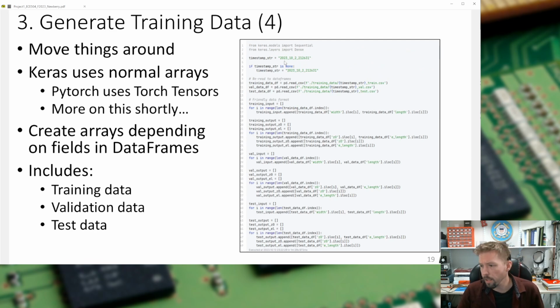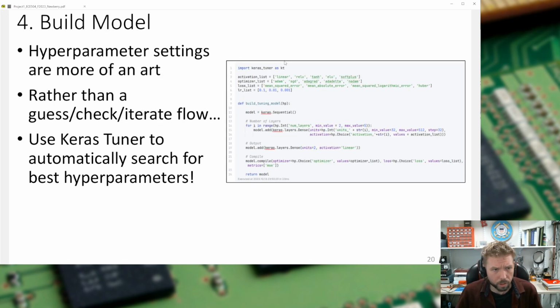Now, the next set of the code here just moves some things around. I haven't touched on it yet, but I was going to be using Keras. I end up using both a little bit of Keras with TensorFlow and a little bit of PyTorch. So I was moving things into different arrays, tensors and such in this section of code, including training, validation, and test data. So next I had to build a model.